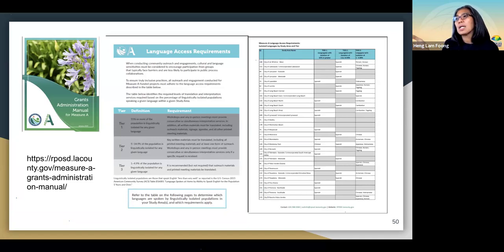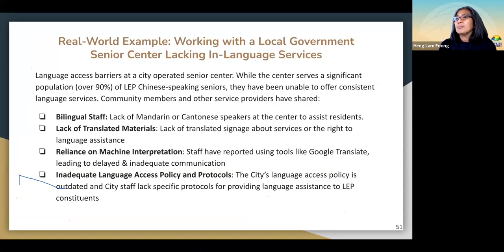For example, for Montebello, Tier 1 language is Spanish. For Monterey Park, Tier 1 language is Chinese, followed by Spanish in Tier 2 and Japanese and Vietnamese in Tier 3. So the point of sharing this with you is that we can all think of how we get people who give out money to think about language access requirements.